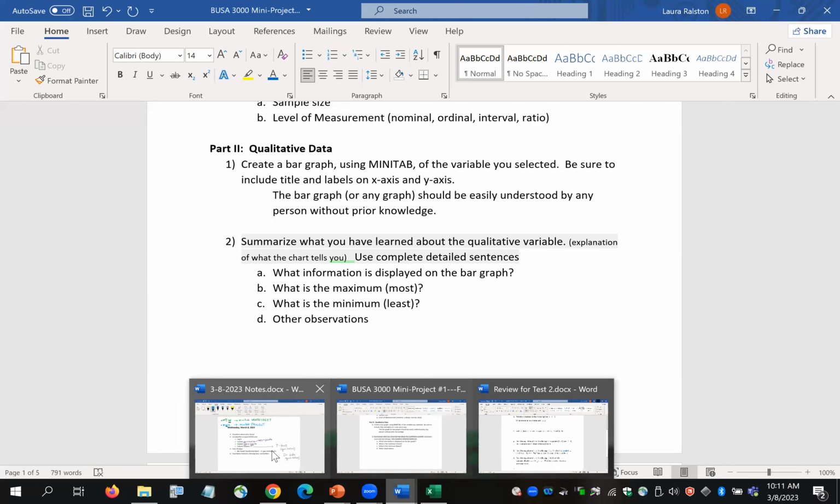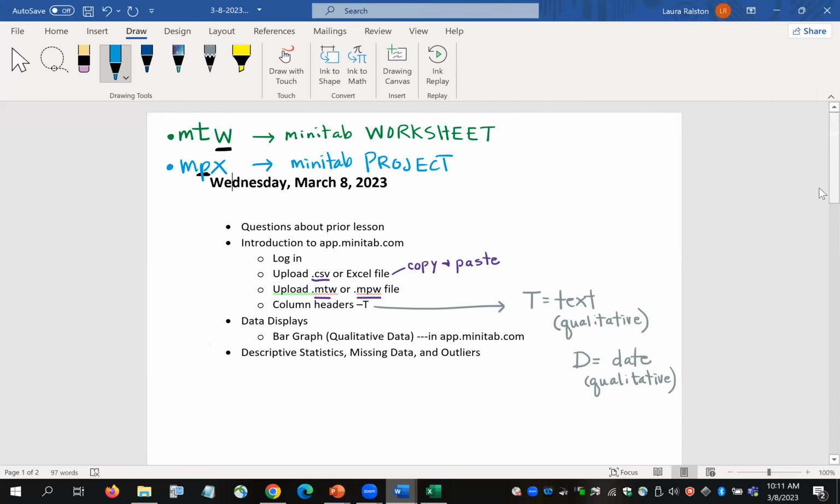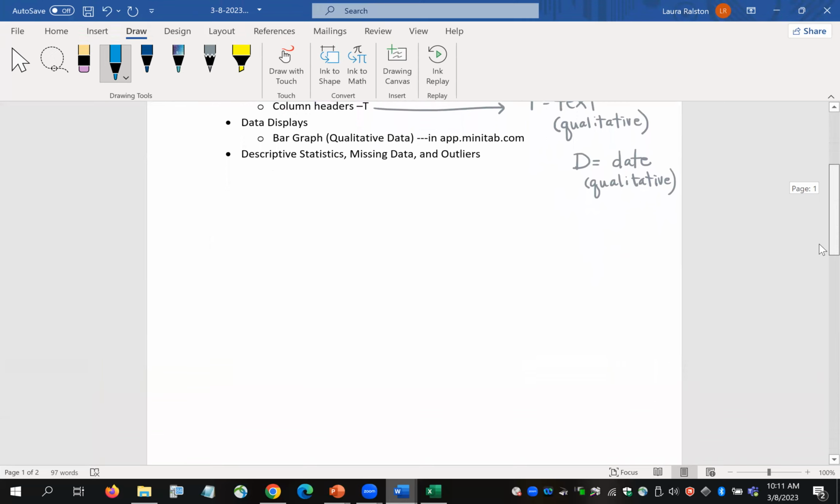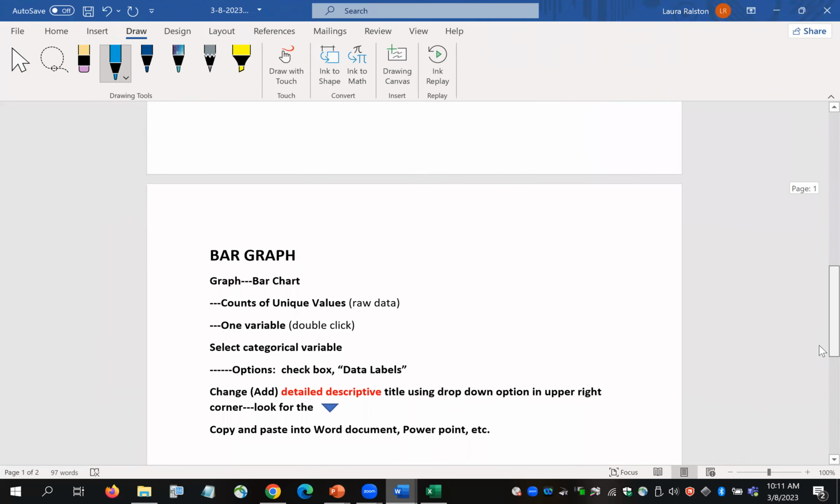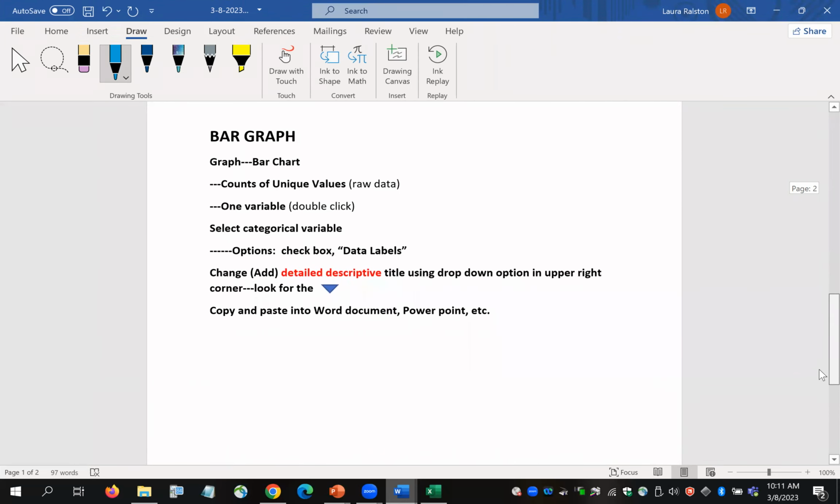Okay, so we're going to create the graph, and I have the clicks that you'll walk through in Minitab to create it. So I'm going to pause it there for just a minute. Okay, so you can make notes of those, write it down. It is on the notes for today, and so I will post it. But if you want to take some quick notes, you can.